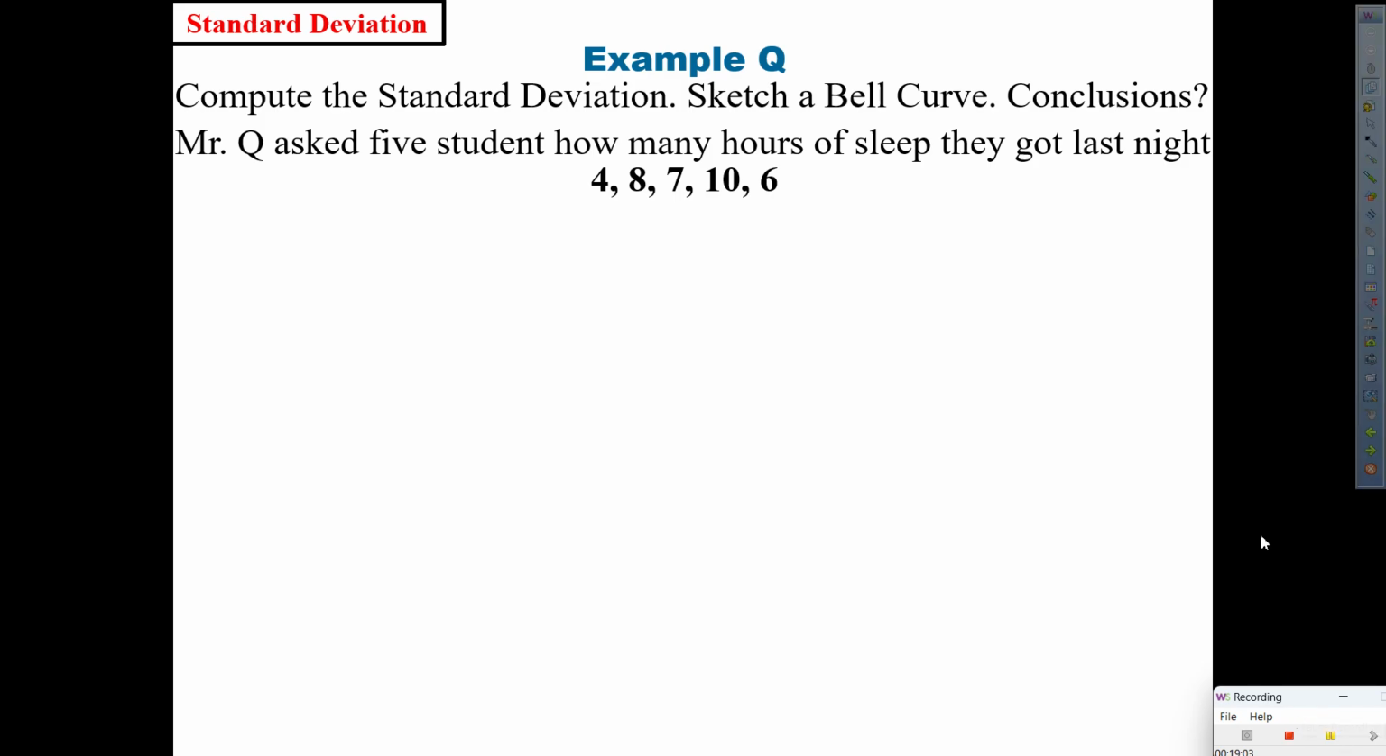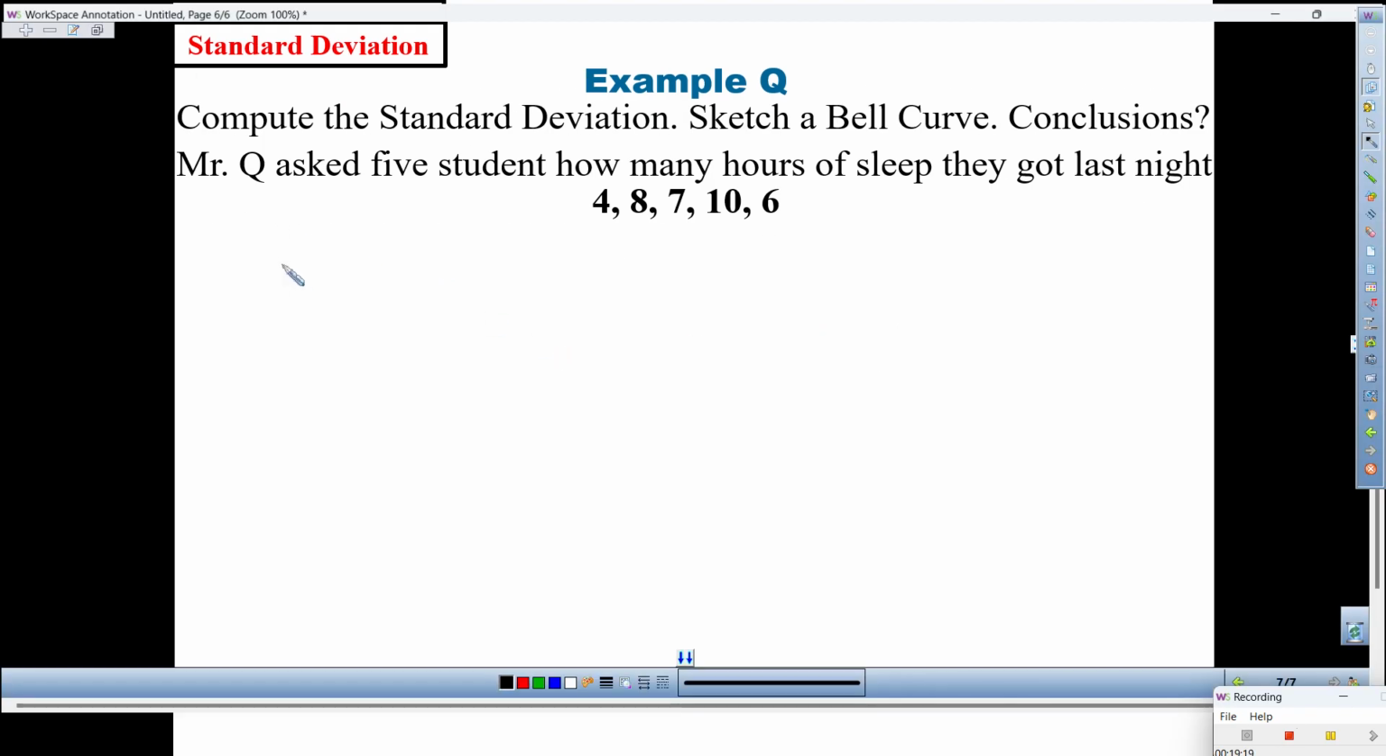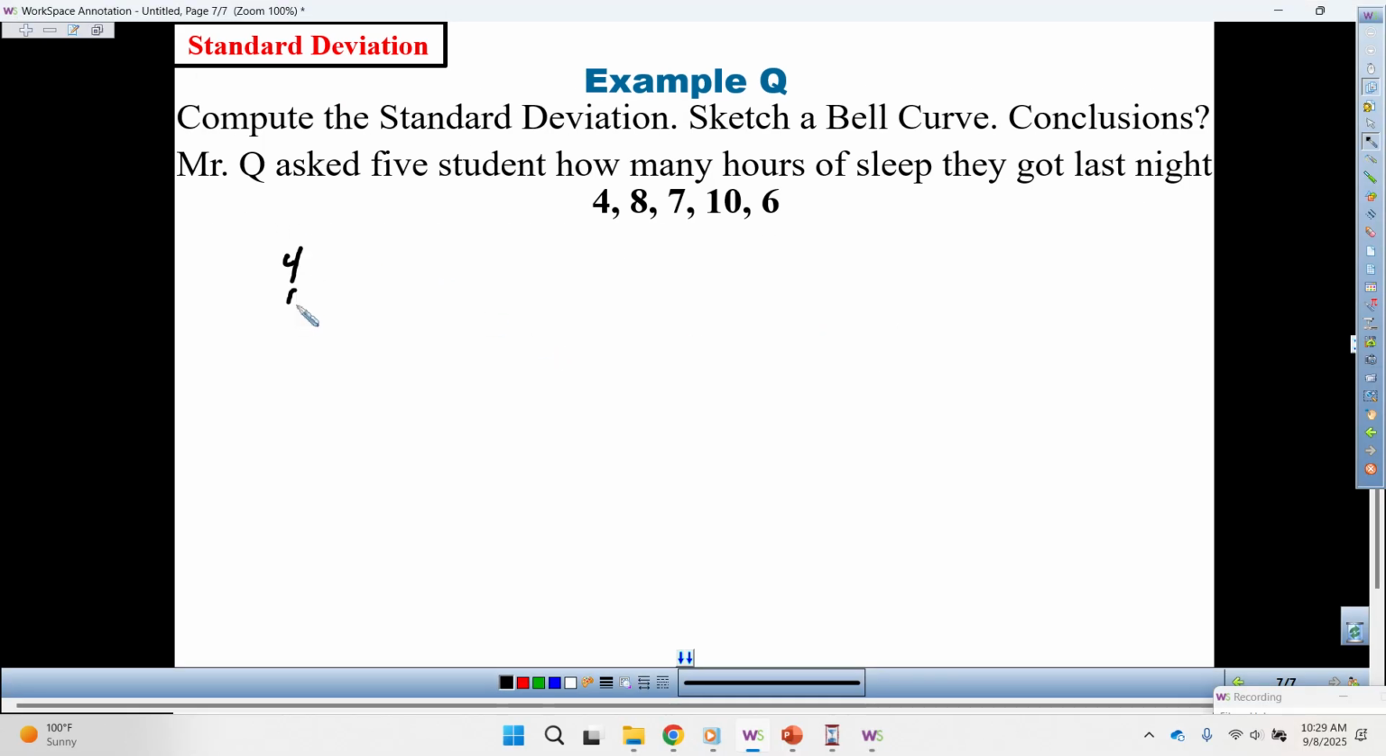All right, here we go. Let's do this one together. It reads, Mr. Q asked 5 students how many hours of sleep they got last night. 4, 8, 7, 10, and 6. What is the first thing we do with data, people? Tell your neighbor. Ascending order, that is correct. We got 4, 6, 7, 8, and 10.